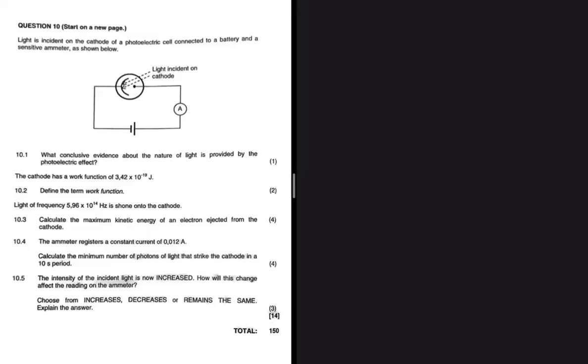Light is incident on the cathode of a photoelectric cell connected to a battery and a sensitive ammeter as shown below. Then 10.1 asks what conclusive evidence about the nature of light is provided by the photoelectric effect. The photoelectric effect proves that light can act as a particle, right? So that's 10.1.